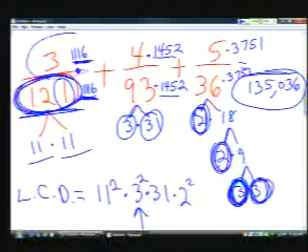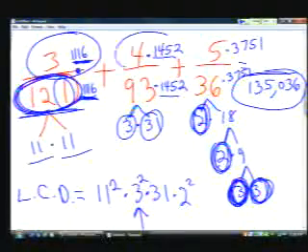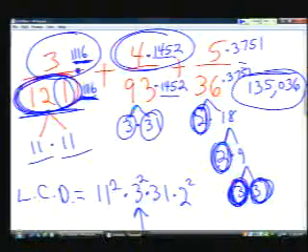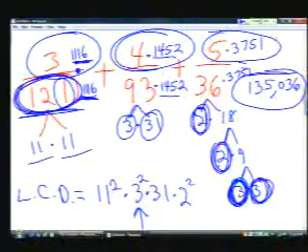You have to take 3 times 1,116 plus 4 times 1,452 plus 5 times 3,751. Add those all together. Put it over 135,036. And then you've got to look to see if that is in lowest common denominator form. So, now you know why people like decimals.